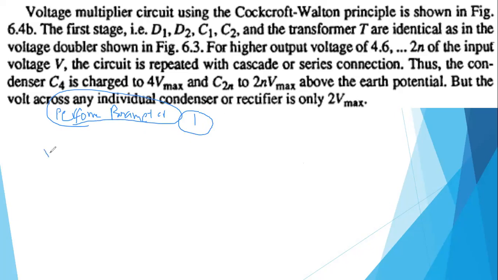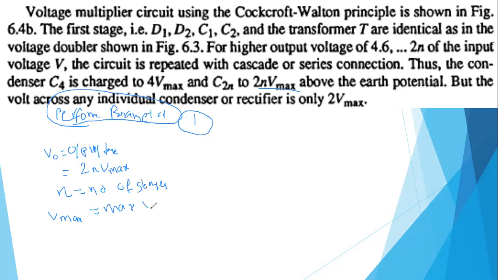Before going to that, some values: V naught. What is meant by V naught? V naught is nothing but the output voltage. So from this, the output voltage V naught becomes 2 into N into Vmax, where N is the number of stages. In each stage you can get the value of 2 Vmax. Vmax is the maximum value of the input voltage.